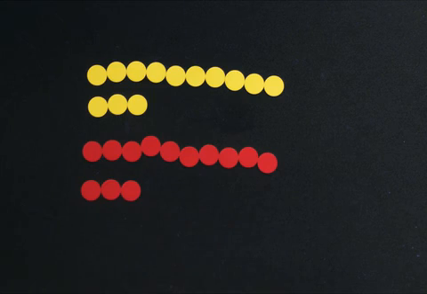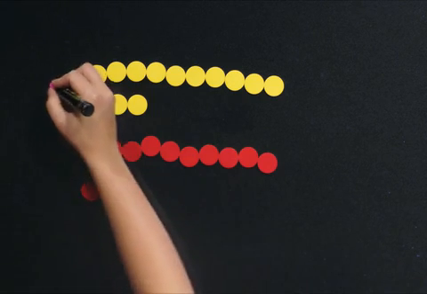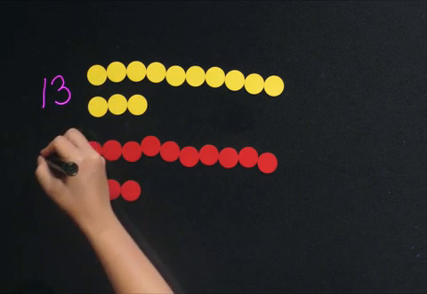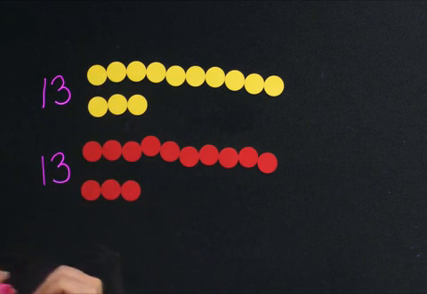Okay, so which group is bigger? Oh, I said 13 for both of them, didn't I? I have 13 yellow counters and 13 red counters. So neither group is bigger and neither group is smaller. Both groups have the same number of counters in them.